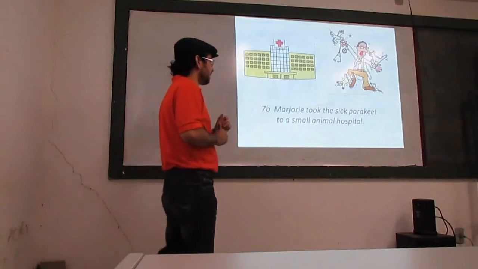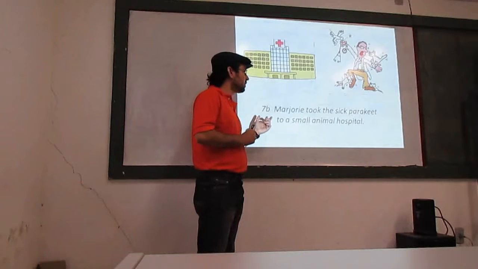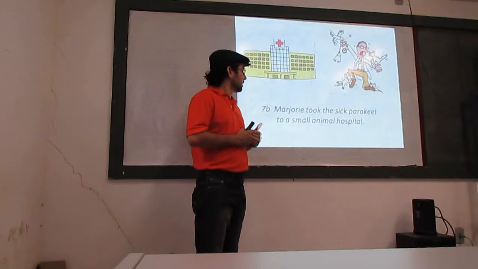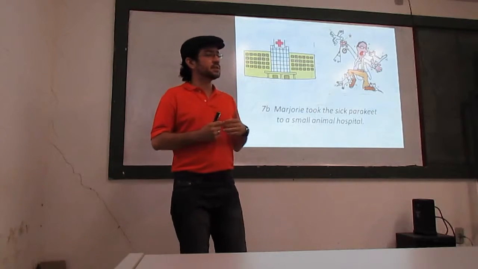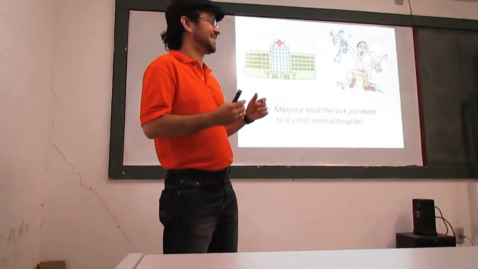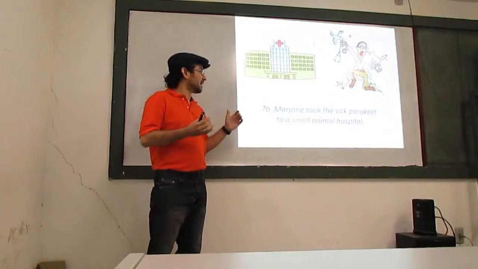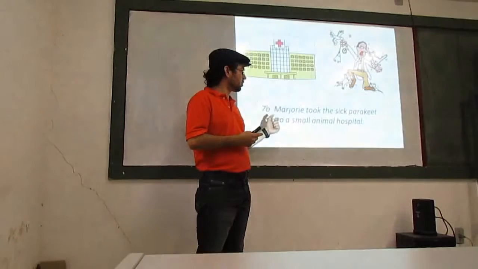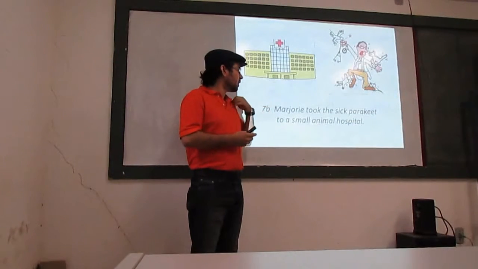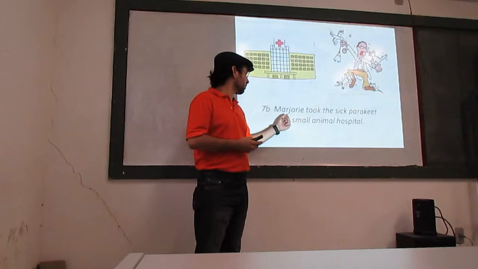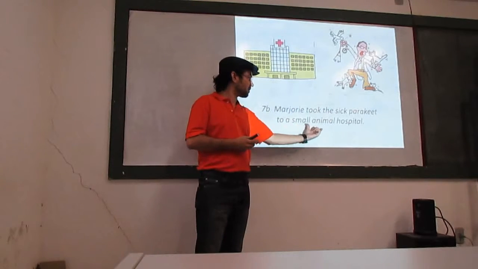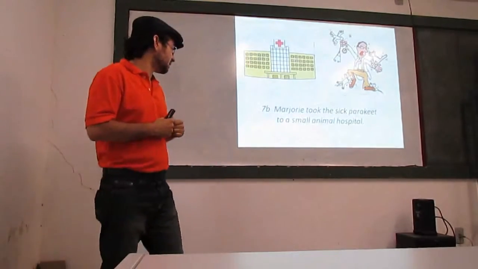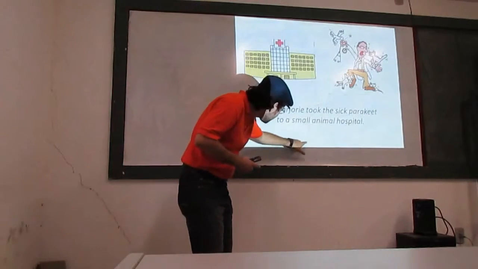7b. Let's compare. Marjorie took the sick parakeet to a small animal hospital. Can you identify the double meaning? Okay, good morning. Welcome. Can you identify the double meaning, the ambiguity in the sentence? Marjorie took the sick parakeet to a small hospital. Took is like pegou. Periquito doente para a small hospital. Can we identify two meanings, the double meaning? I think here it's very clear.